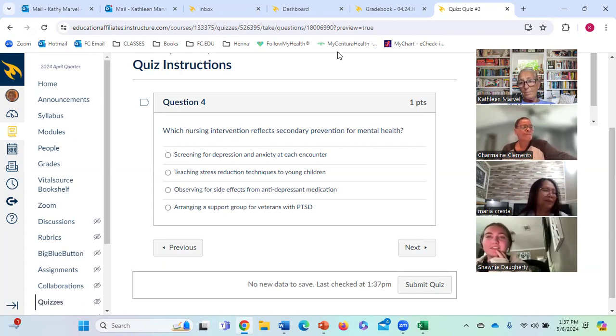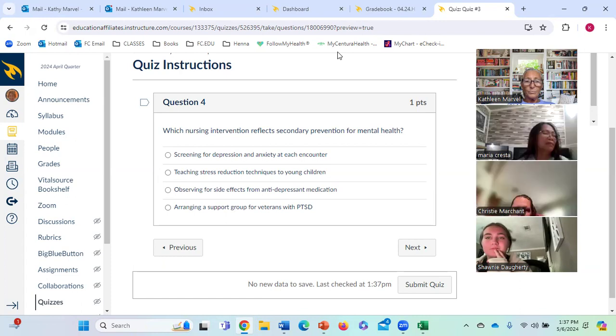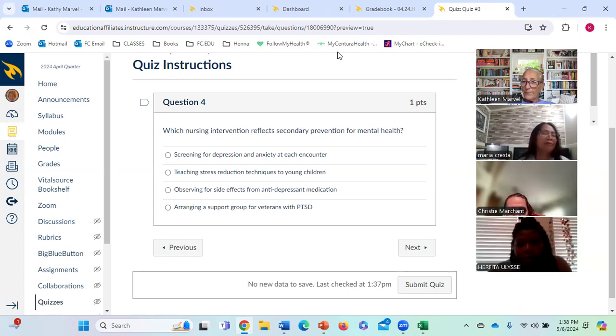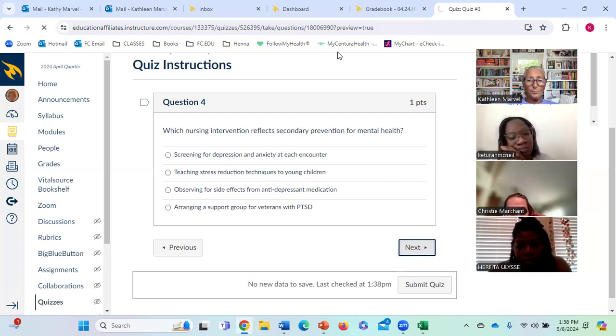What's C? Tertiary, because they already have been diagnosed with something. Yep. And then what about D? Tertiary. Make sure you read it in depth. We already have somebody with PTSD. Good job.